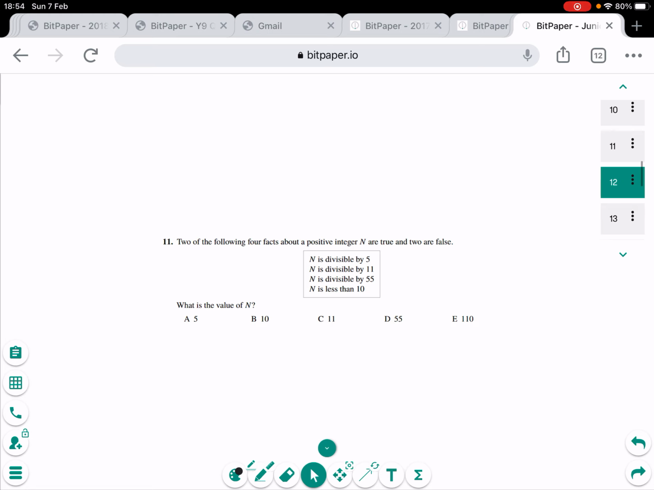So, wait, let me find that page first. Question 11 is true or false: n is divisible by 5, n is divisible by 11, and n is divisible by 55.